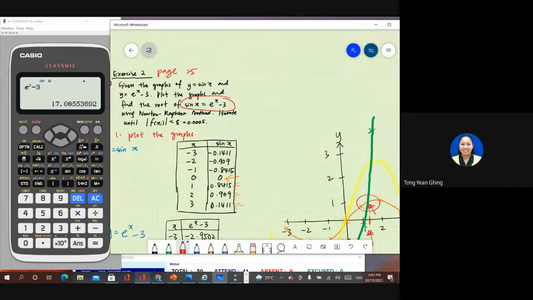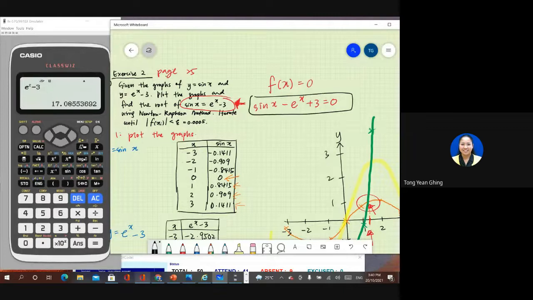Okay, when we want to do the iteration in order to find the root, we have to do that to make sure that the fx become 0. So that means here we have to make these equations equal to 0. So from here it becomes sine x minus epsilon x plus 3 equal to 0. Okay or not? Boleh faham? So this is the formula that we have to key in.